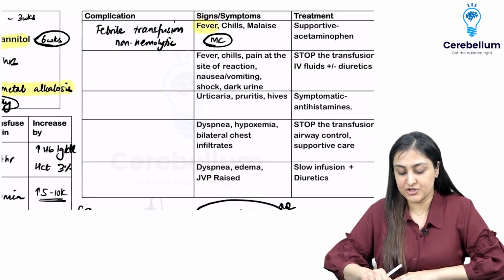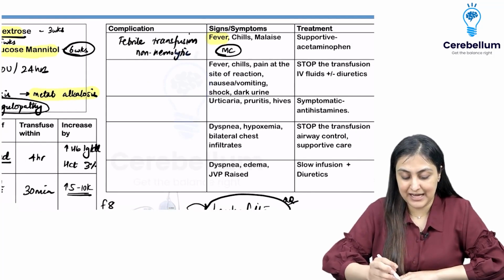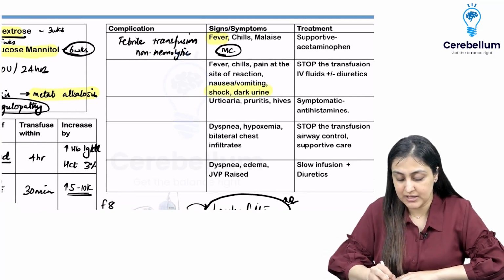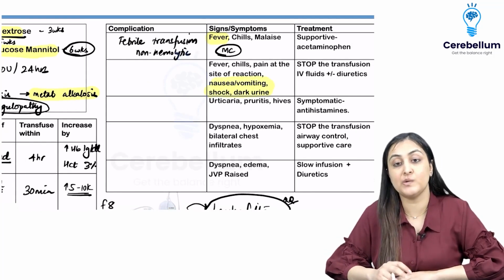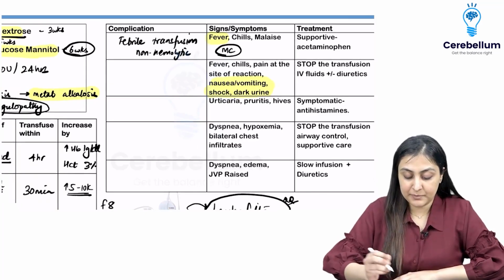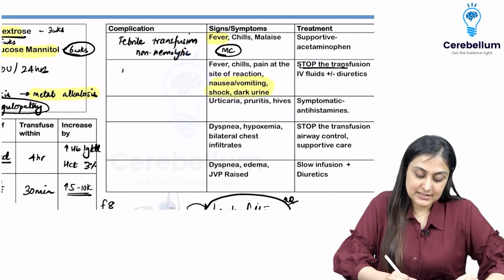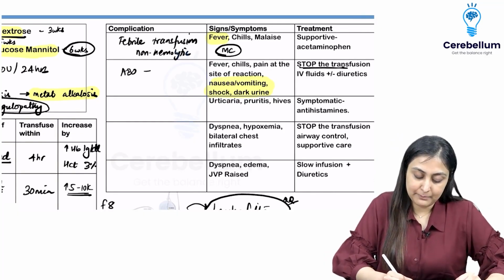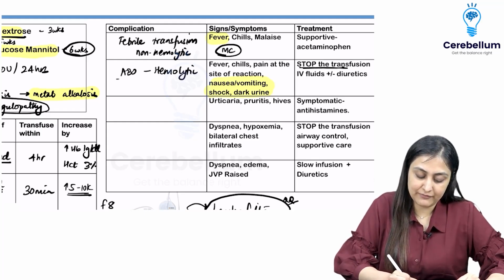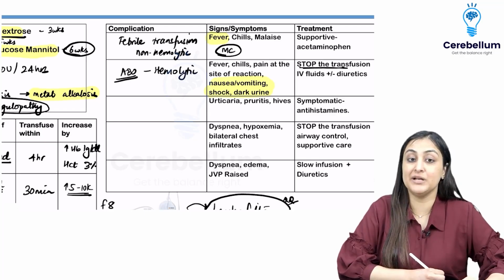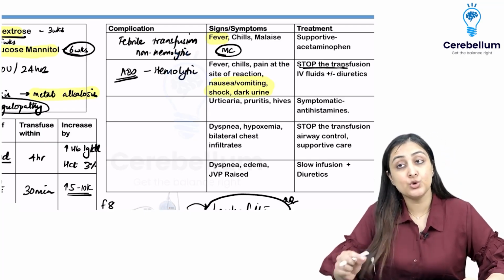If you have fever, chills, pain at the site of reaction, most important buzzword, nausea, vomiting, shock with dark urine, stop the reaction straight away. You are in trouble. What is this? This is ABO incompatibility. There is a hemolytic transfusion reaction. You have not done the blood grouping properly. It's probably not you who cross-matched it.